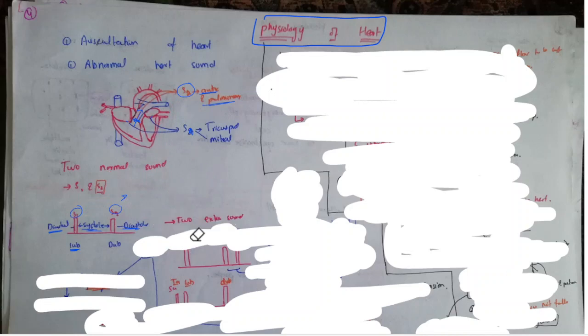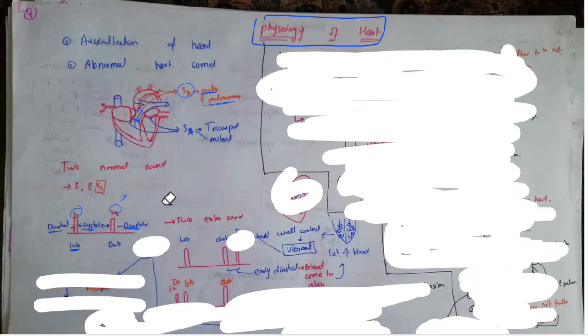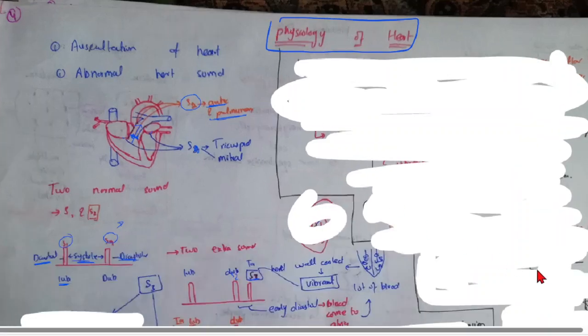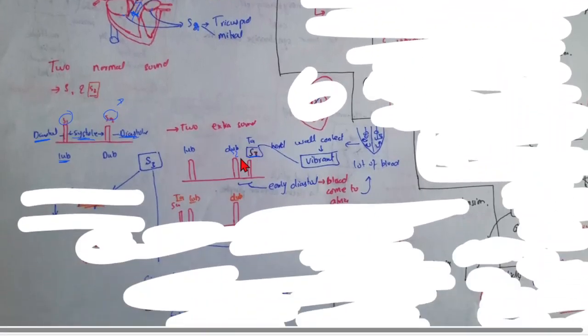Now there are two extra sounds, called S3 and S4. So where is S3 and where is S4? For S3, the aortic and pulmonary valves close, and at that time the S2 sound, the dub sound, is produced. After that, at the early time of diastole, another sound is produced, which is called S3.